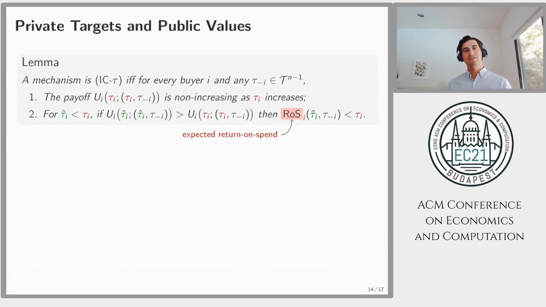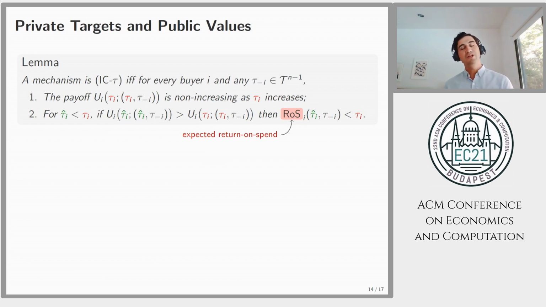So let's move to the first setting, value maximization with private targets and public values. We first provide a characterization of incentive compatibility, and we show a mechanism is incentive compatible in terms of the target if it satisfies the following two requirements. The first requirement is very intuitive. It says the payoff that you get from reporting your true target should be decreasing. Why? Well, it's always the case that a buyer can impersonate one with a higher target because that would only give you higher return on spend. So in order to prevent that deviation, the payoff should be decreasing.